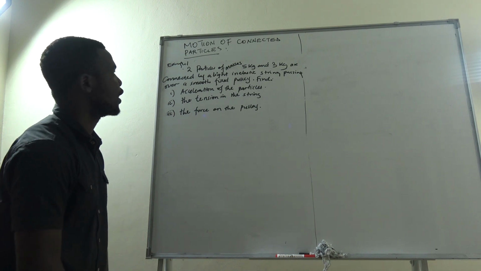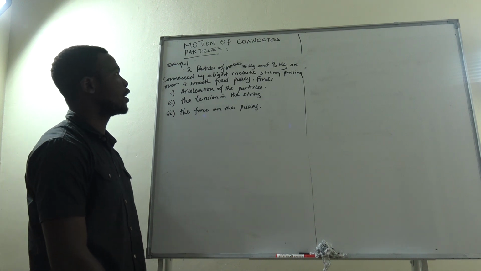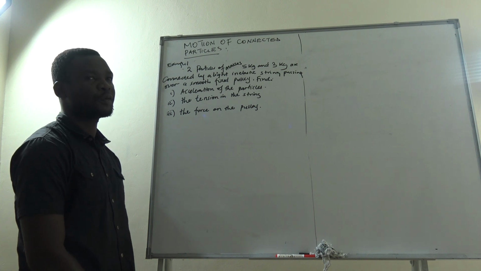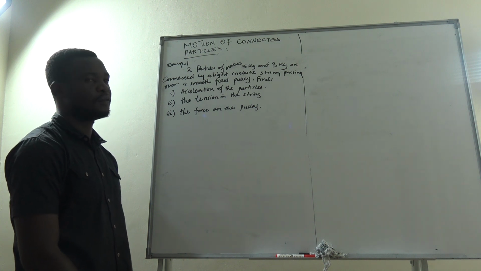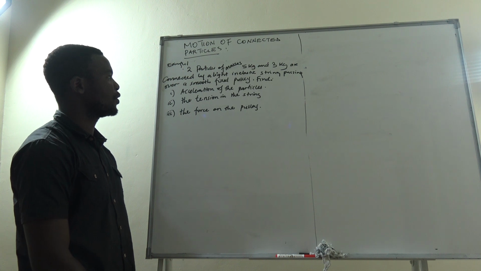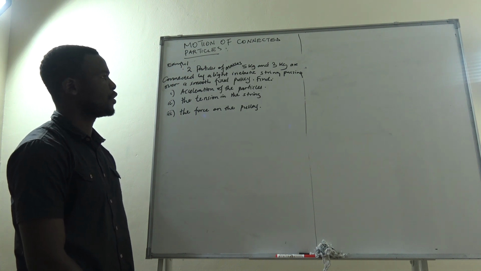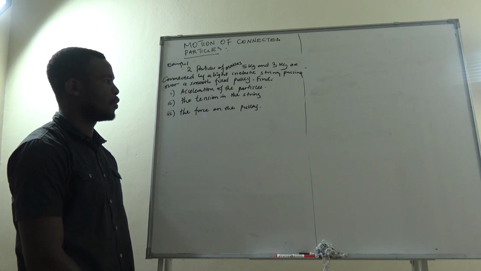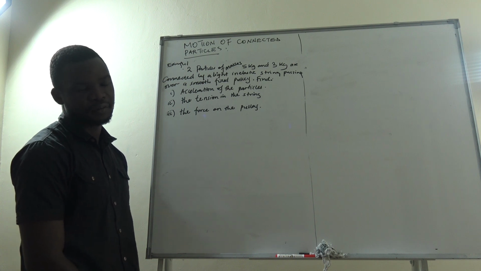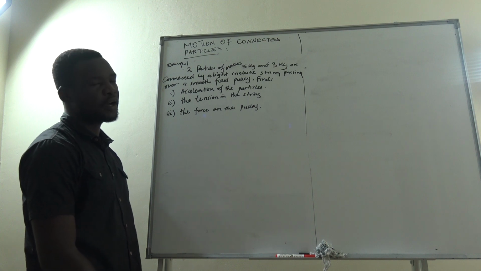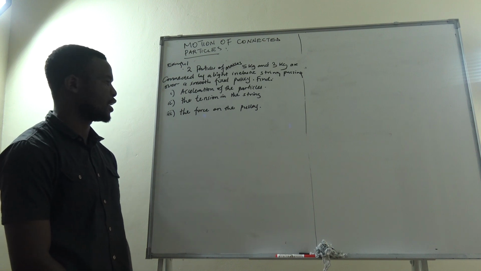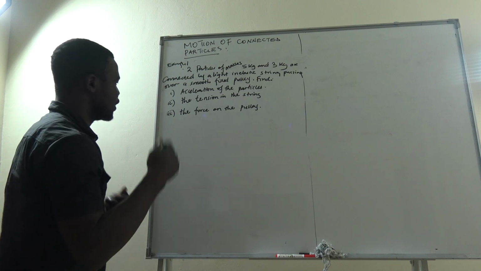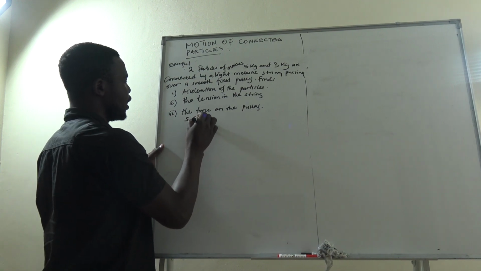Welcome to Teddy Talks. In this video, we are going to look at an example of motion of connected particles on an incline. The question says that two particles of mass 5 kilograms and 3 kilograms are connected by a light elastic string over a smooth fixed pulley. Find: one, the acceleration of the particles; two, the tension in the string; three, the force on the pulley. So let's look at the solution.